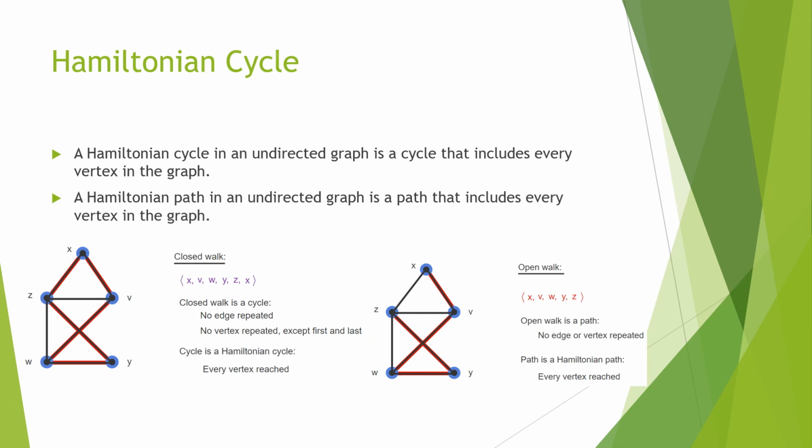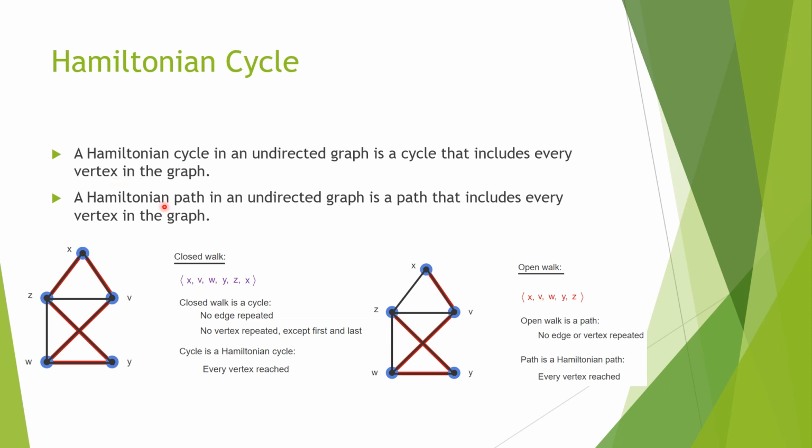Finally, we define a Hamiltonian cycle and Hamiltonian path. A Hamiltonian cycle in an undirected graph is a cycle that includes every vertex in the graph. So what was the definition of a cycle? It was a closed walk with no repetitive edges and vertices. Now, a Hamiltonian cycle is a cycle, which means we cannot have repeated vertices or edges, but it has to include every vertex in the graph.